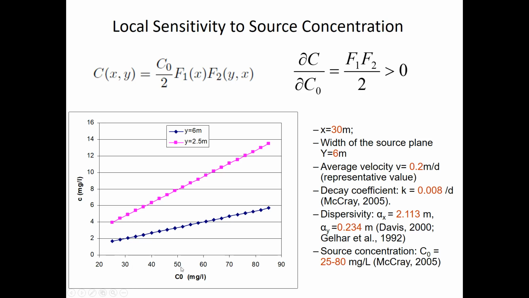So 25 and 80. You can see if we have a higher C0 value, we're going to have a higher concentration at the point we picked. So just a linear change. That's very straightforward because the concentration is indeed a linear function of C0. Once you change C0, you have a linear change of your C. So this is how important C0 is to the C simulation.